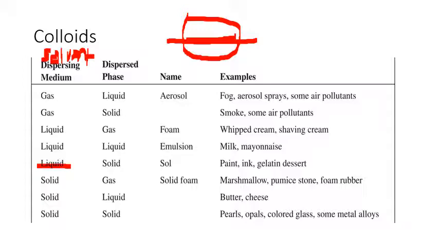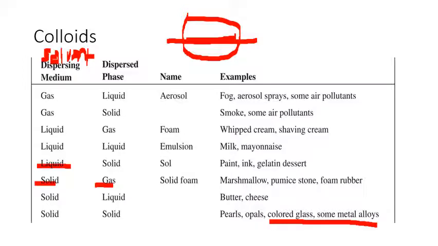You can also have solid foams, which are solids with gases dissolved in them, like a marshmallow or some rocks that are kind of foamy, shaped with holes in them. You dissolved a gas in a solid, and that's what a marshmallow is. You can dissolve a liquid in a solid for things like cheeses and butters, or you can dissolve solids in solids, and that's where you get glasses and metals.